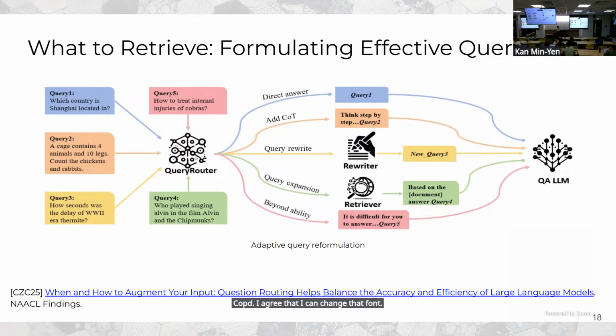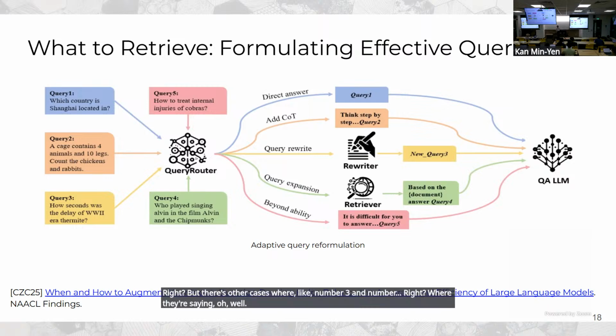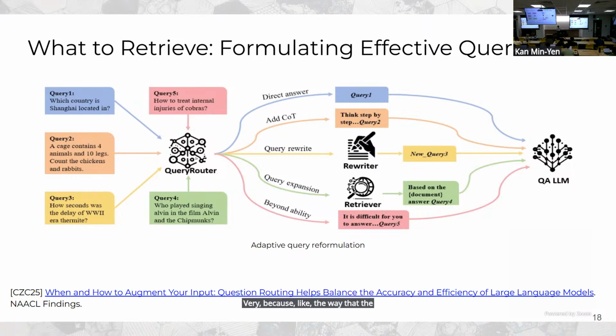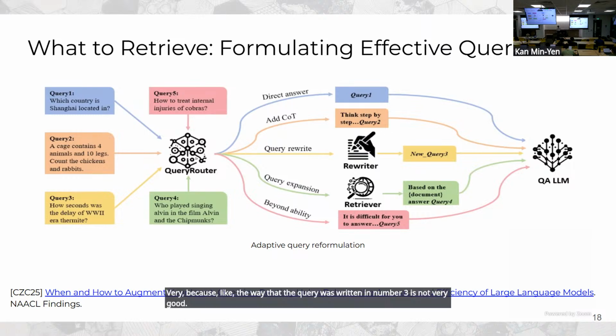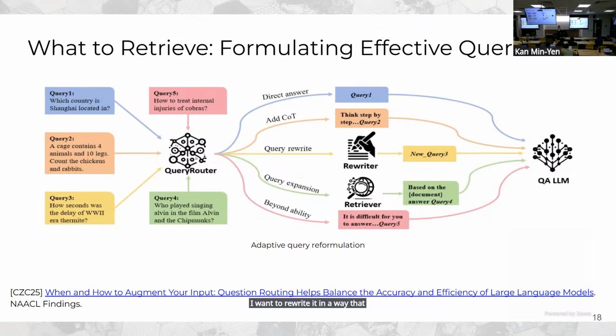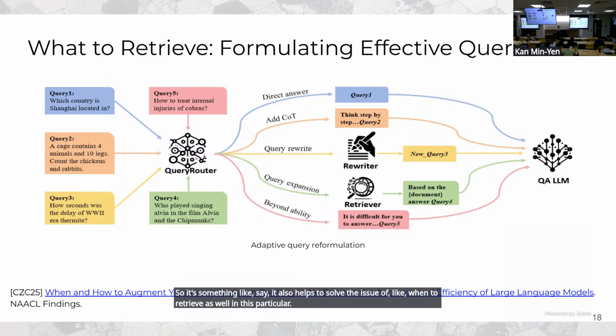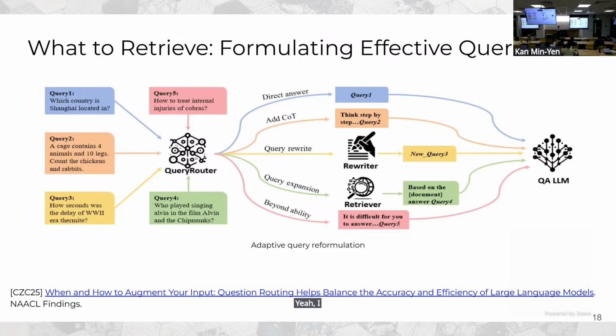But there are other cases, like number 3 and number 4, where it says, actually, I need to retrieve, because the way the query was written in number 3 is not very good. I want to rewrite it in a way that I think will let me retrieve an answer. So it also helps to solve the issue of when to retrieve as well. Yeah, it's not just about what to retrieve, but many of the papers don't just answer one WH question.